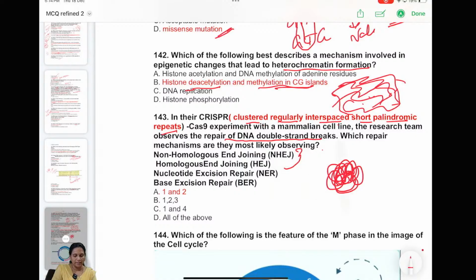That is clustered regularly interspaced short palindromic repeats. When this is done in vitro, they did it with these two methods. Okay? These two mechanisms are most likely observed: non-homologous end joining and homologous end joining.